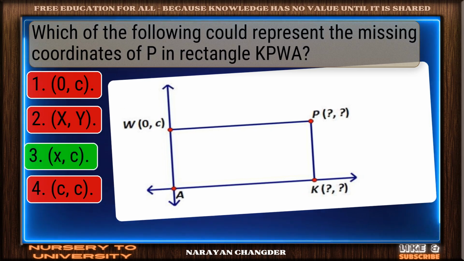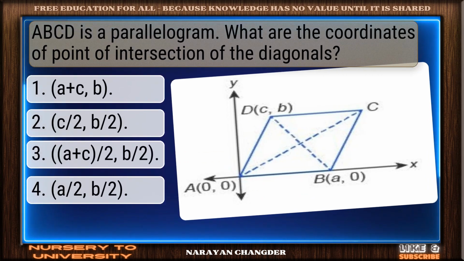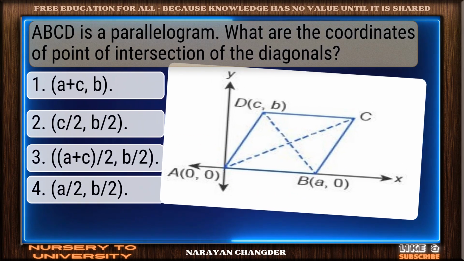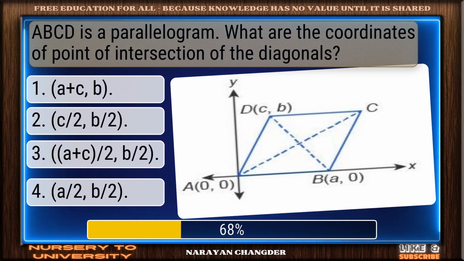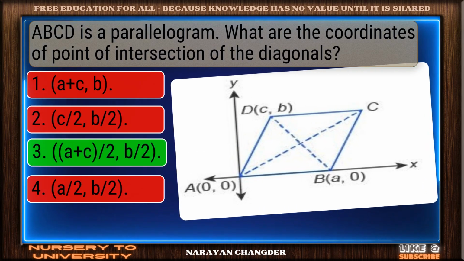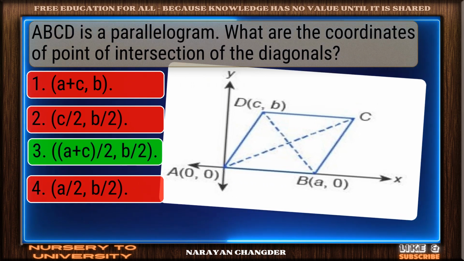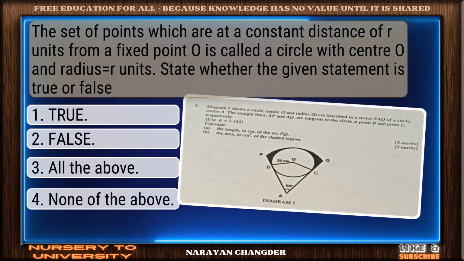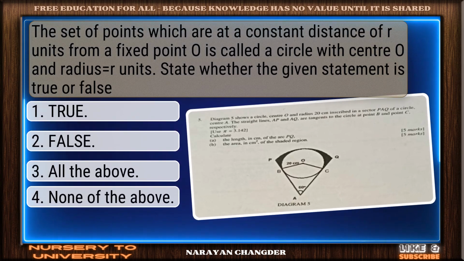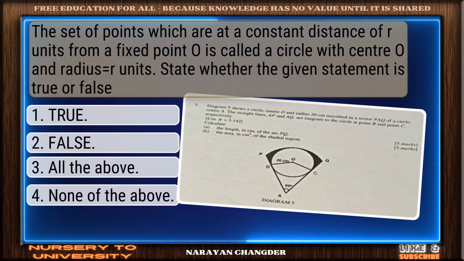Excellent. Is well reasoned. ABCD is a parallelogram. What are the coordinates of point of intersection of the diagonals? Good thinking. 2 by 2 is right. The set of points which are at a constant distance of r units from a fixed point O is called a circle with center O and radius equal to r units.